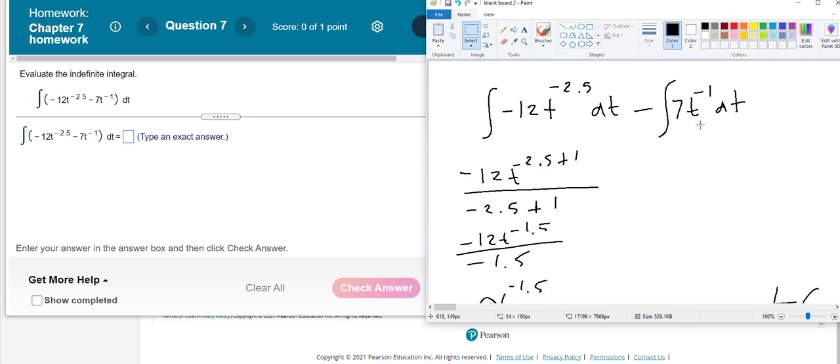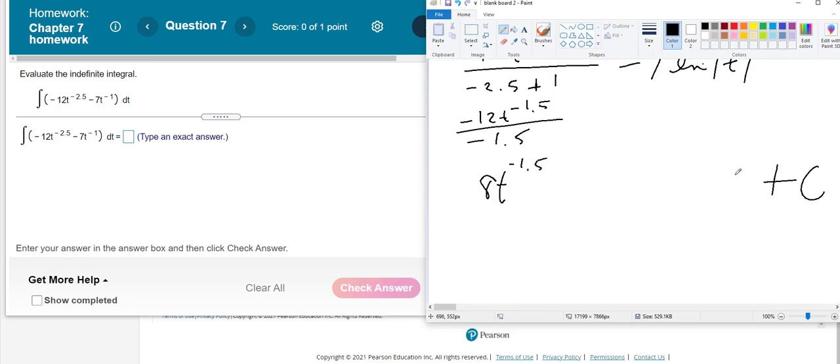Now this one is different because you can't add 1 to this and divide by it, because look, if I do t to the minus 1 plus 1 divided by minus 1 plus 1, that's dividing by 0. So what you have to do here is recognize that this is the natural log. Remember that when you took the derivative with respect to x of the natural log of x, you got 1 over x. So 1 over t, or t to the minus 1, is just going to be the natural log of t. So this is going to be minus 7 natural log of t. And we do need to put the absolute value bars here because t has to be positive, because you can't take the natural log of a negative.